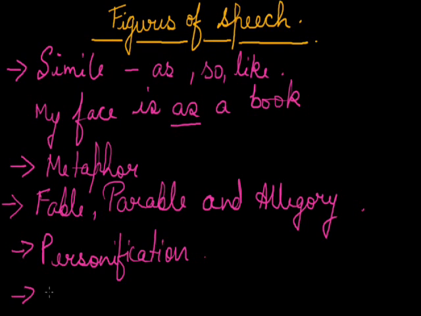The next figure of speech is metonymy. Metonymy is the substitution of the thing named for the thing meant. The prefix meta means substitution. So you substitute. For example, he succeeded to the crown, that means he succeeded to the monarchy, to be a king. So here the word crown tells us that he has achieved the monarchy.